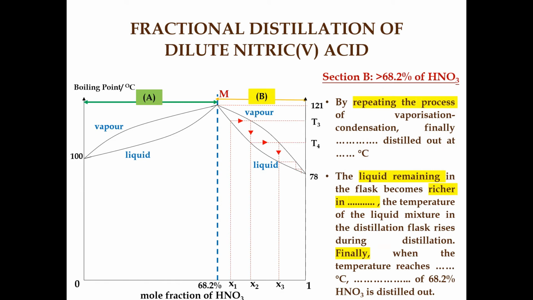By repeating the process of vaporization and condensation, finally nitric acid is distilled out at 86 degrees Celsius, the boiling point of nitric acid. The liquid remaining in the flask becomes richer in water. The temperature of the liquid mixture in the distillation flask rises during distillation. Finally, when the temperature reaches 121, which is the boiling point of the azeotrope, the azeotrope of 68.2% nitric acid is distilled out.